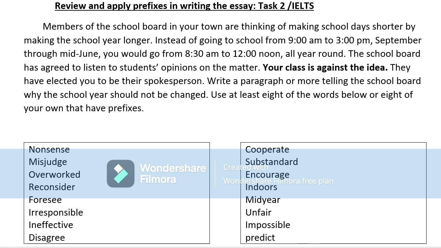Hi everyone, today I would like to review and apply prefixes in writing the essay task 2 on IELTS exams. So the topic itself is: the members of the school board in your town are thinking of making school days shorter by making the school year longer. So days are shorter and the school year should be longer.